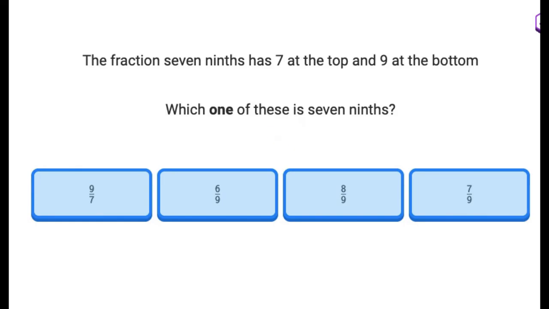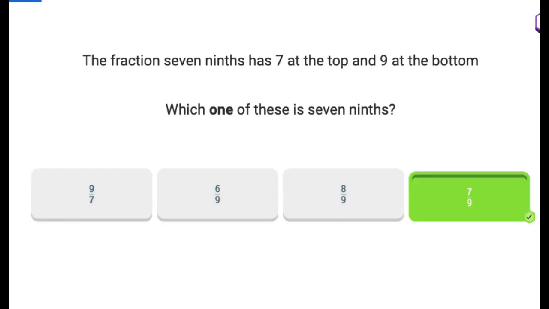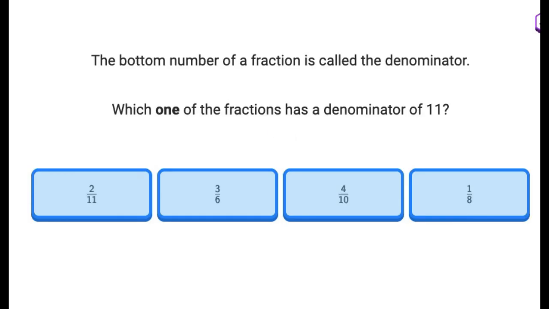The fraction 7/9 has 7 at the top and 9 at the bottom. Which one of these is 7/9? Yeah. So 7 the numerator and 9 the denominator. Numerator means how many pieces are taken, and denominator means how many pieces there are.